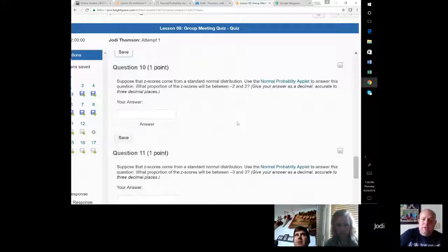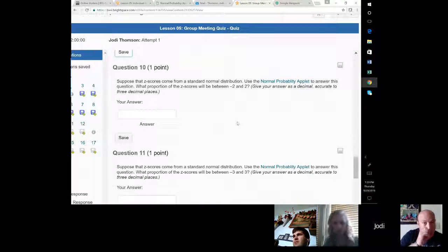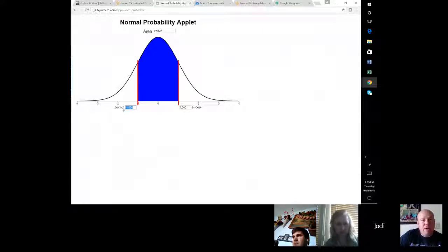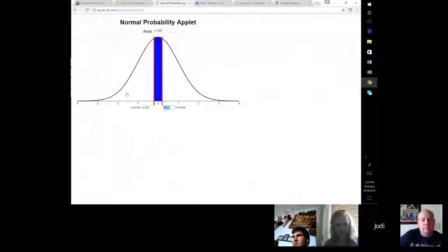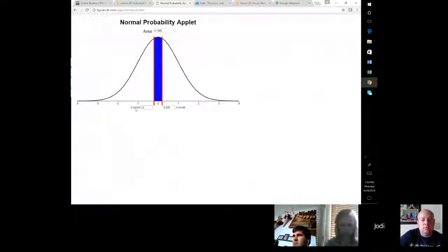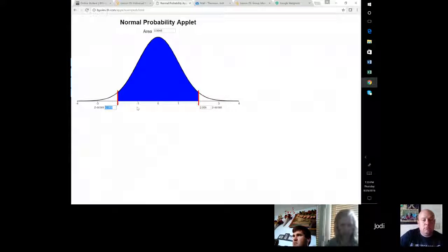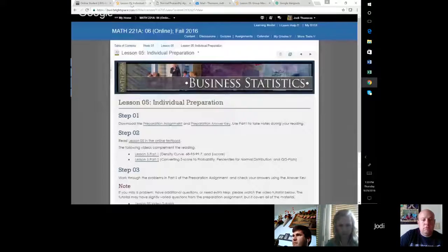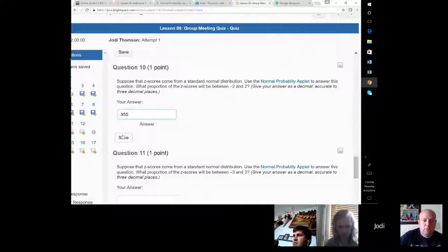All right. Suppose that z-scores come from a standard normal distribution. What proportion of the z-scores will be between -2 and 2? 0.955. Oh, I did 0.2. Okay. 0.955. Sorry. Everybody agree with that?